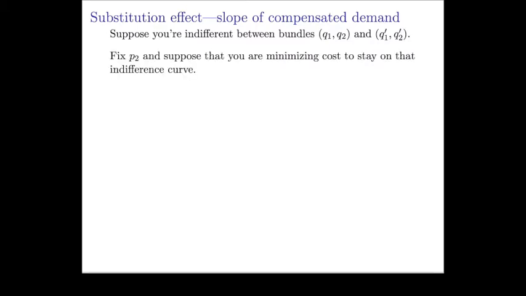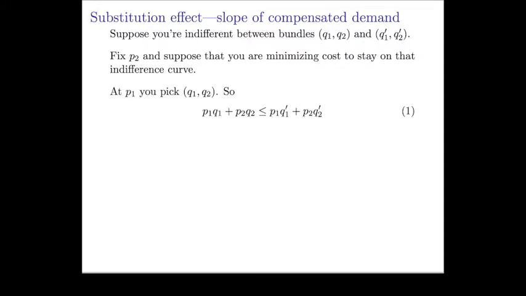Let's say we're indifferent between two bundles, Q1, Q2, and Q1 prime, Q2 prime. And let's fix P2, the price of good 2. Suppose that you are minimizing costs so that you stay on the same indifference curve, this indifference curve that both of these bundles are on. Remember, you're indifferent between these two bundles, so they're on the same indifference curve. And let's say you're minimizing costs to stay on that indifference curve.